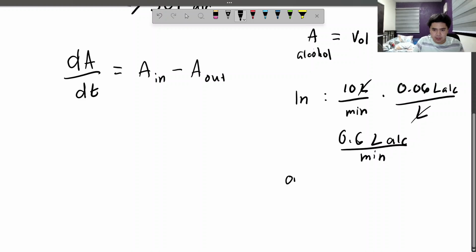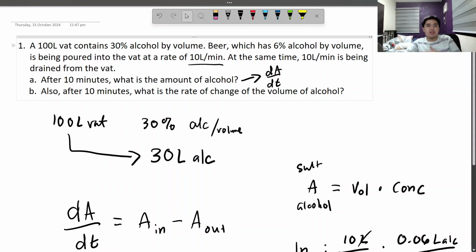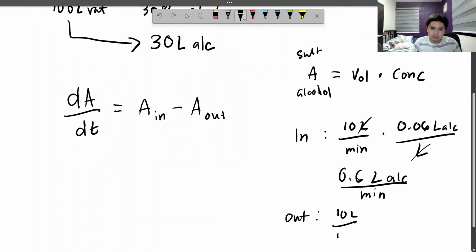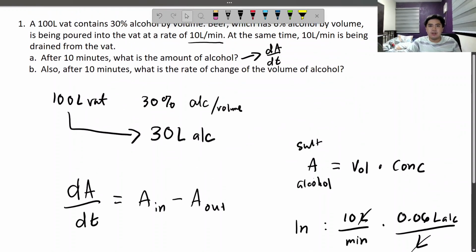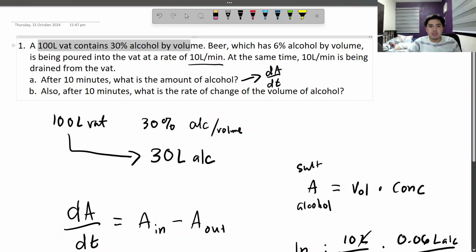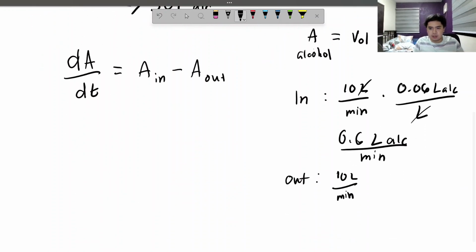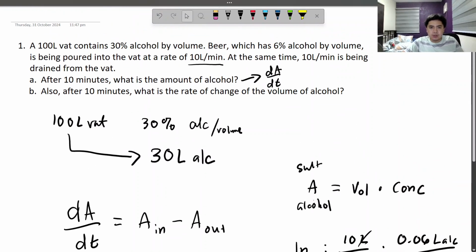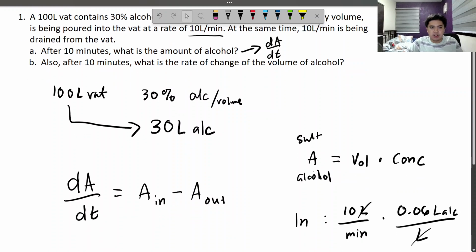How about the rate of alcohol going out? So this is a bit trickier because the amount of alcohol within the vat changes, and that's what it's depending on because 10 liters per minute is being drained from the vat, right? So we need to know the volume first. So 10 liters per minute, that's given. What about the concentration? Well, we're given the concentration of the vat, which we presume is the amount of beer going out of the vat. So the concentration is, let's have the units first: liters alcohol per liter here. So let's have the total of 100 liters here.